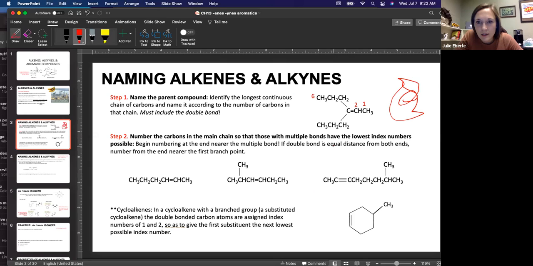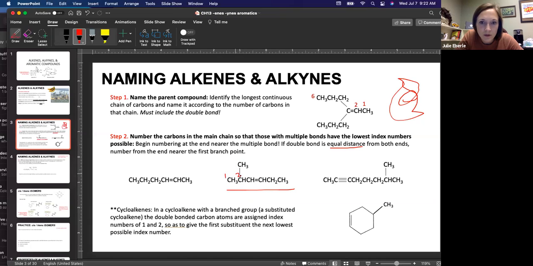If the double bond is equal distance from both ends, then we're going to start at the end near the first branch point. That's why I put this example right here. Look, the double bond is equal distance. No matter which way you start numbering, my carbons are going to be 3 and 4. But this second rule is telling us we have to, because we have this methyl group branched right here, start numbering here.